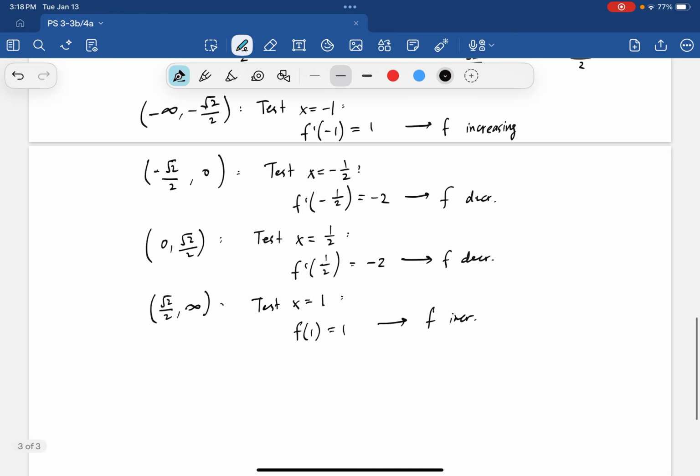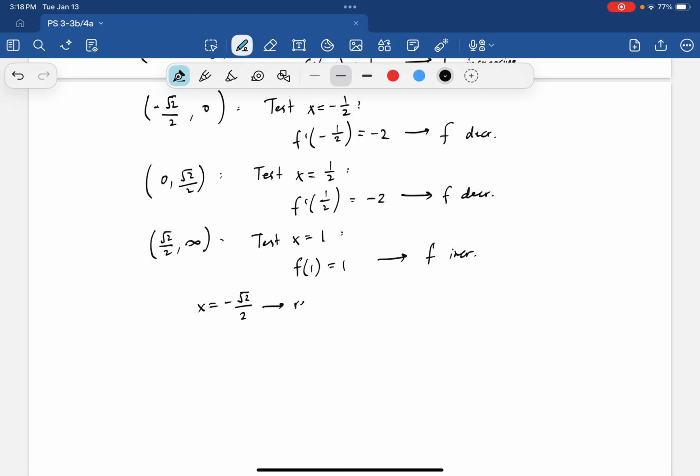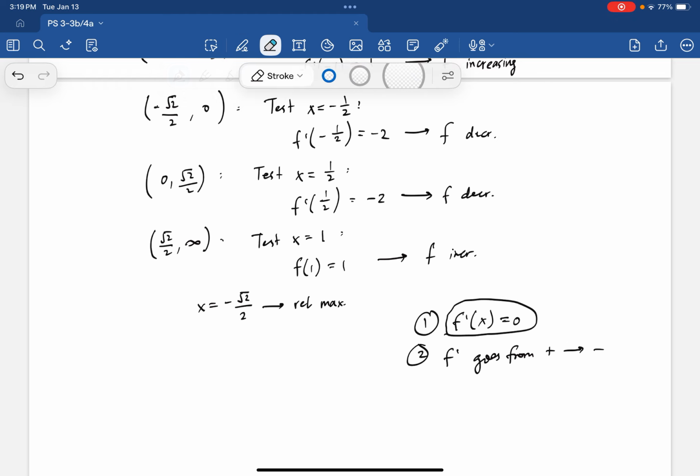Okay, so out of our critical points, x equals negative root 2 over 2 satisfies all of our criteria for being a relative maximum. Okay, remember what are the two criteria? First of all, f prime of x has to equal 0, and second of all, f prime has to go from positive to negative, and vice versa for relative minimums. It would go from negative to positive.